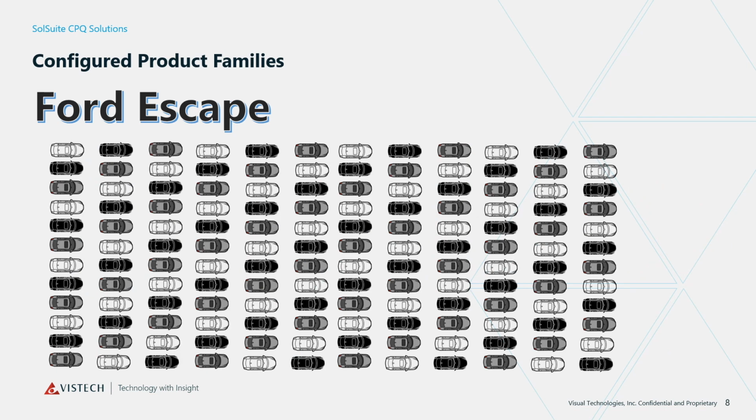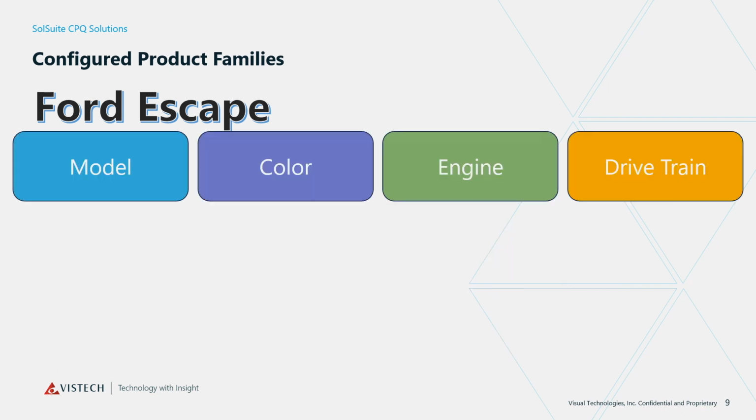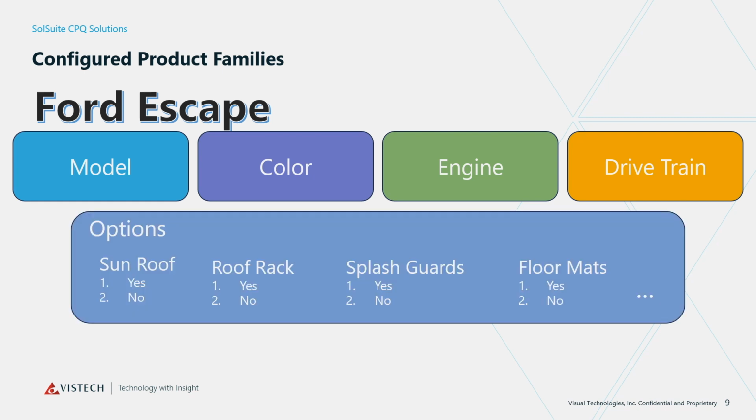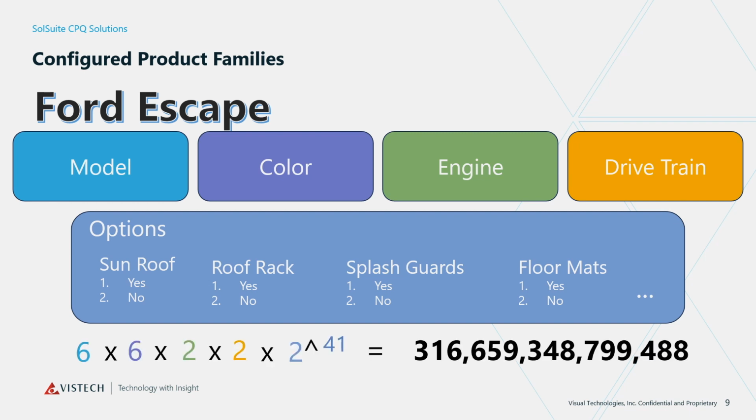This may seem like a large number. However, there's more to consider. I counted 41 options available on the Escape, and each option has yes and no possible domain values. With 4 main and 41 option domains, the number of permutations using all domains is about 316 trillion. Obviously, a catalog with 316 trillion items might be hard to handle, which is why configurators are so important.